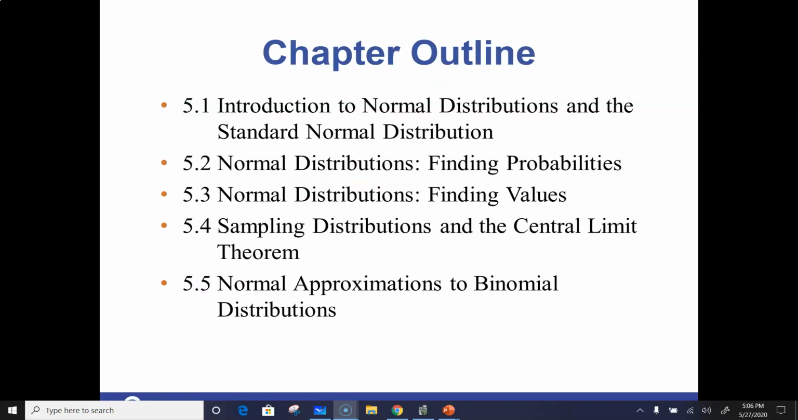So just a quick overview of Chapter 5. 5.3 I'm going to look at now, finding values. And then 5.4 I sort of give its own little section. That is the central limit theorem, and I'd rather separate that. So I'll do a separate lecture on just the central limit theorem. And then 5.5 we will skip.